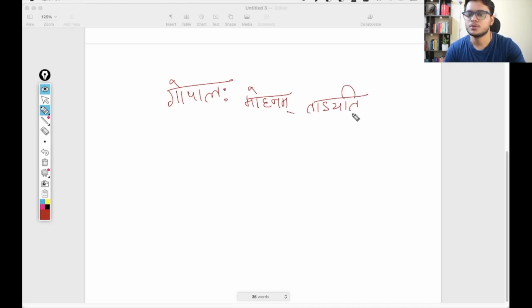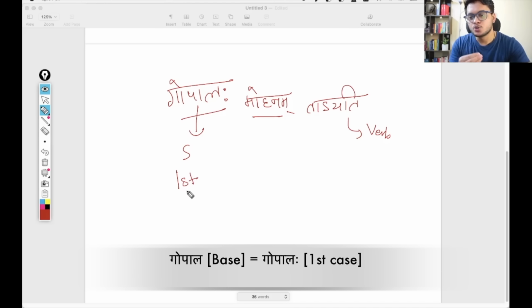Now you don't know this verb. This is the verb, and tadyati means he beats or she beats, the third person verb, right? The main attention for us is Gopalaha and Mohan. So Gopal beats Mohan, right? Gopal, since he was the subject, so Gopal base word assumes the first word case form and changes into Gopalaha, right? As we saw in Ram, Ram becomes Ramaha.